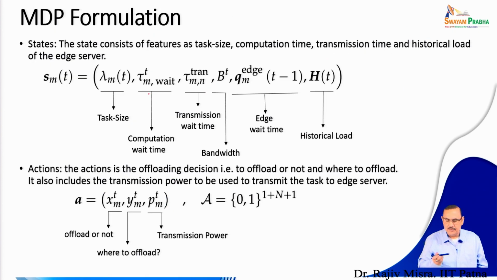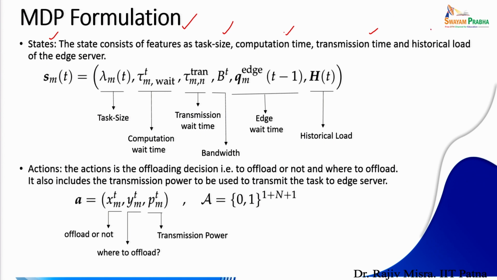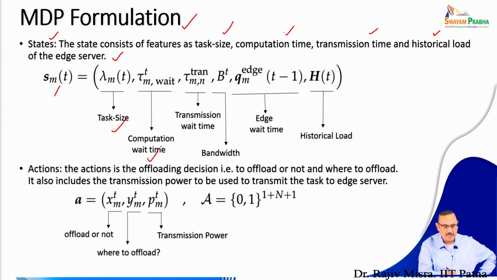Let us see about the MDP formulation of this entire problem. So, here in the OPO algorithm, that is the online prediction based algorithm, the state consists of the features of the task size, computation time, transmission time and historical load of the edge server. Here the state is expressed by the task size, then computation wait time, then transmission wait time, bandwidth, edge wait time and historical load.